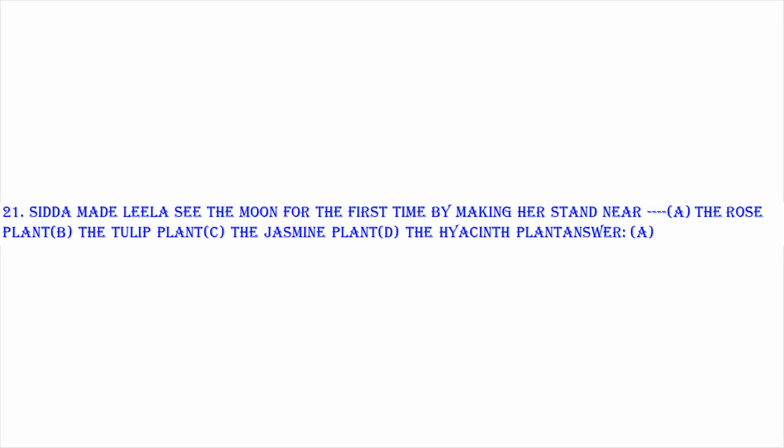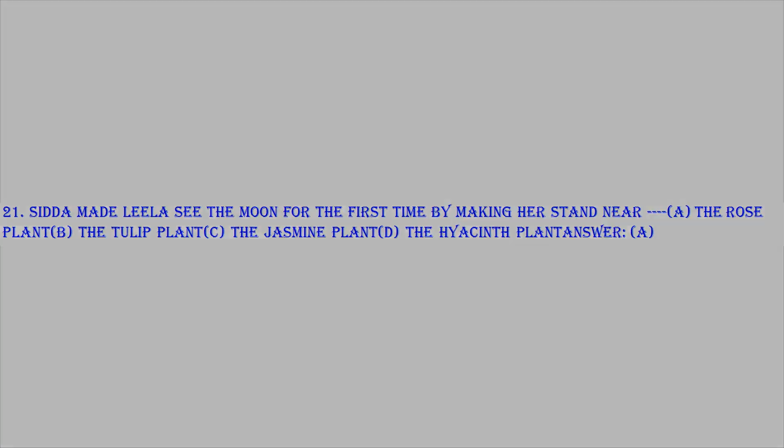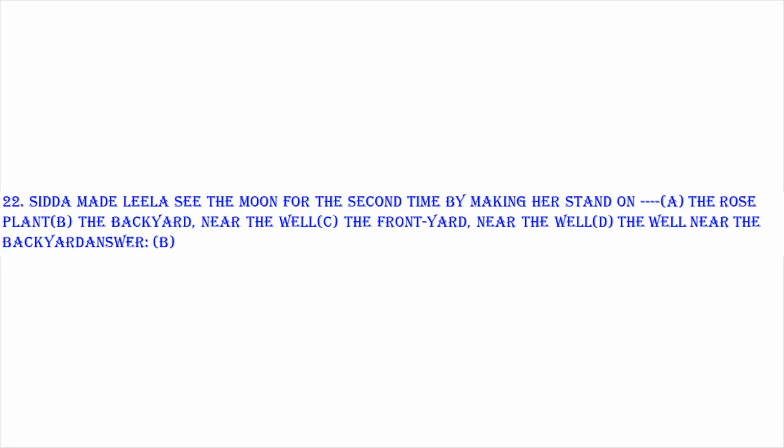21. Siddha made Leela see the moon for the first time by making her stand near, A, the rose plant, B, the tulip plant, C, the jasmine plant, D, the hyacinth plant. Answer, A. 22. Siddha made Leela see the moon for the second time by making her stand on, A, the rose plant, B, the backyard, near the well, C, the front yard, near the well, D, the well near the backyard. Answer, B.